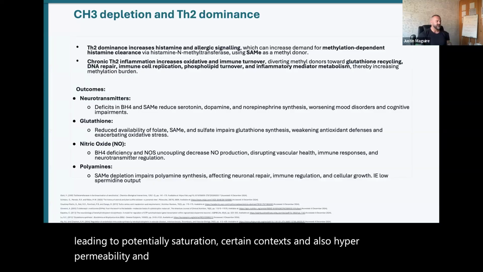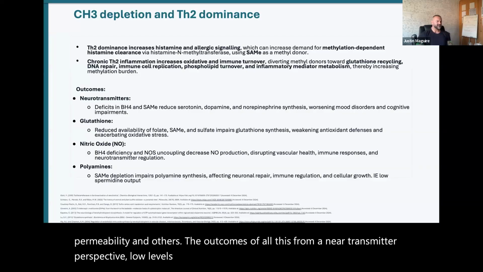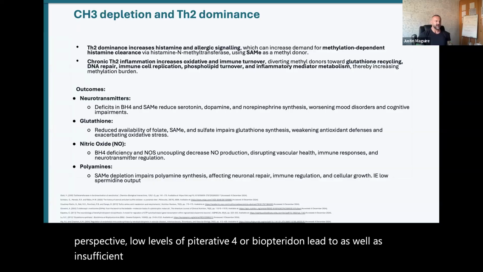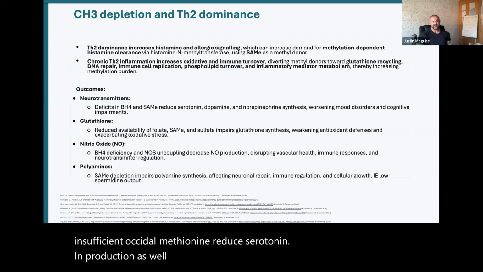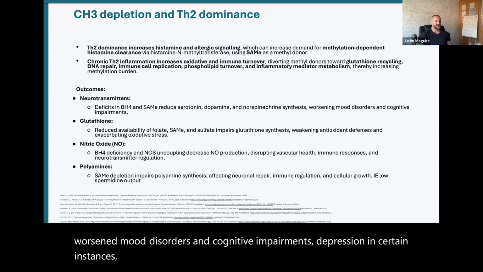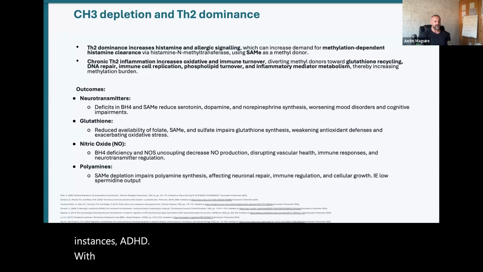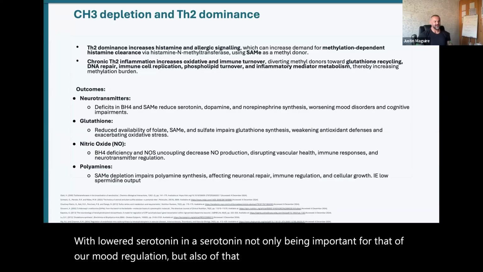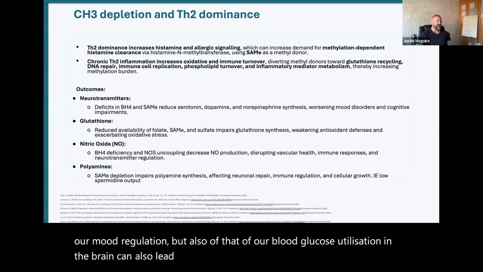The outcomes of all this, from a neurotransmitter perspective: low levels of tetrahydrobiopterin, or BH4, as well as insufficient S-adenosylmethionine, lead to reduced serotonin and dopamine production, as well as norepinephrine synthesis. And this can lead to worsened mood disorders and cognitive impairments, depression in certain instances, ADHD, with lowered serotonin. Serotonin is not only important for our mood regulation, but also for blood glucose utilization in the brain, and low levels can also lead to memory impairments.